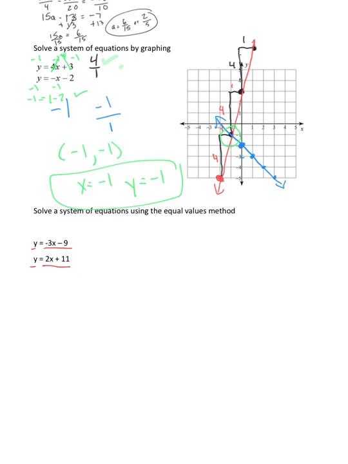And so by definition, if negative 3x minus 9 is equal to y, and 2x plus 11 is equal to y, they have to be equal to each other. Because this is equal to y, and this is equal to y, if they're both equal to y, they have to be equal to each other. Then I would just solve this equation.